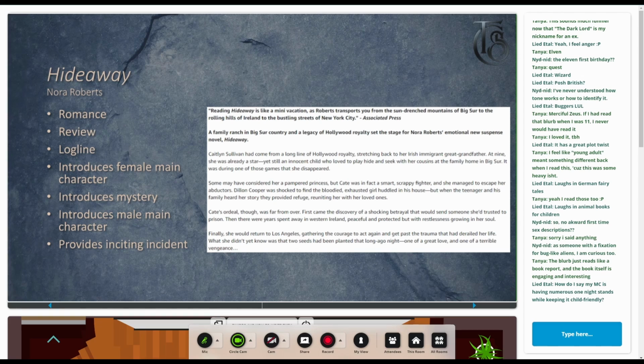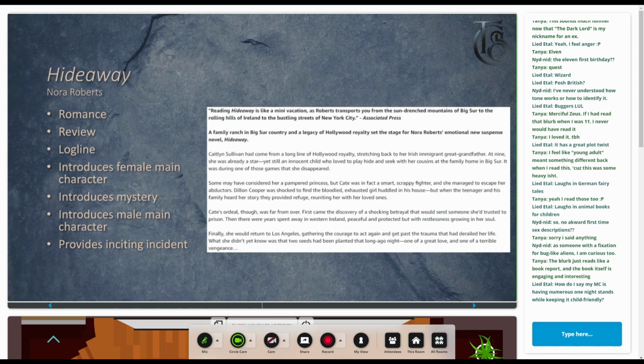So, I am 99% certain that this is a romance novel, given that Nora Roberts is not writing under her suspense tagline. However, this blurb does read more like one of her suspense mystery novels. It is, that said, a romance novel. And it is hinted at that, 2 seeds, one of great love, and it mentions Dylan Cooper, who we can presume is the love interest given its position in the blurb. You have this big ranch in Big Sur country, and you have this kind of log line that is that bolded part.